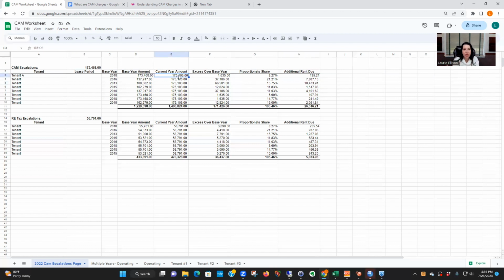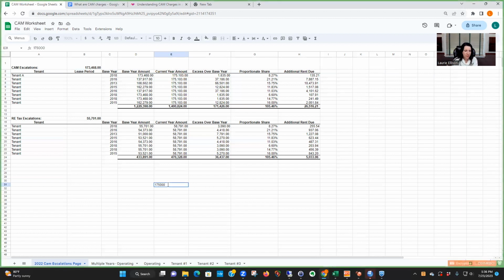How much are your building expenses? And then what's their proportionate share? And then their rent due. Now, a lot of people pay an estimated CAM. So if you're the landlord and your building expenses are 175,000, right?